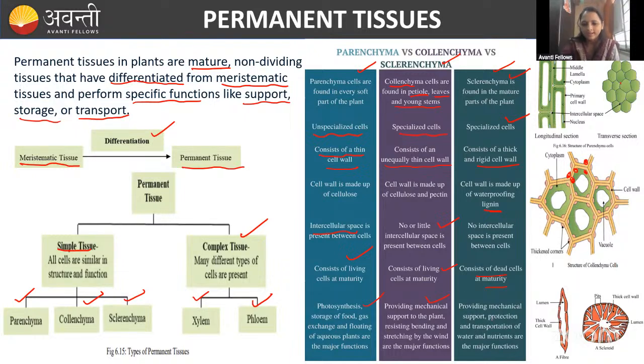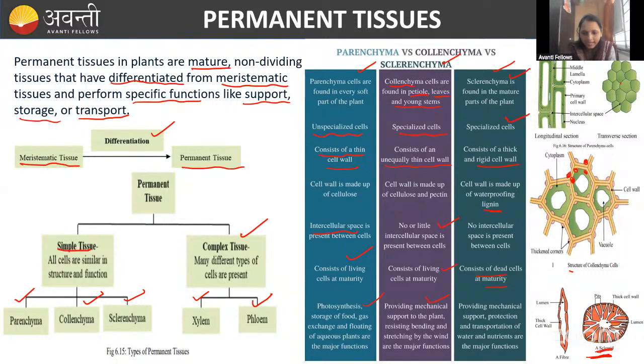Like that kind. So here they will give mechanical support, protection, and transportation of water and nutrients, because they are present in the xylem and phloem also. Here you can see the structure, guys. The collenchyma consists of pectin here. And this structure is important for the sclerenchyma. This is the sclerenchyma structure.